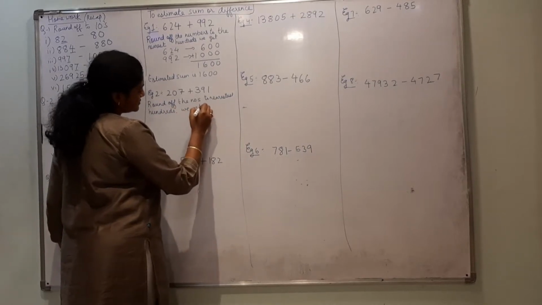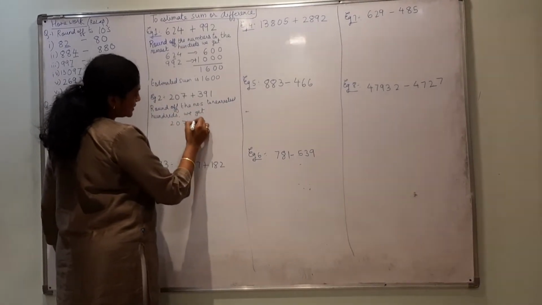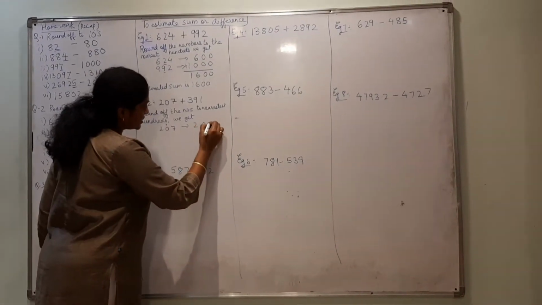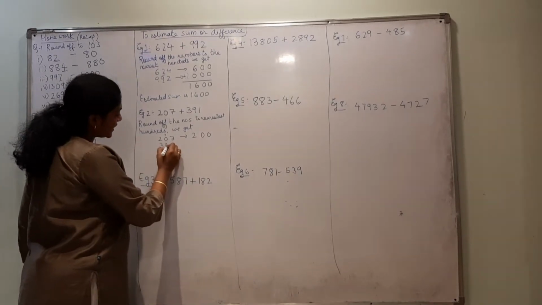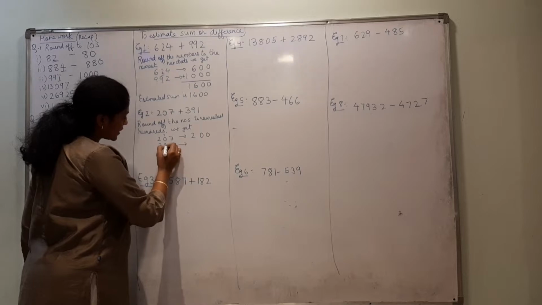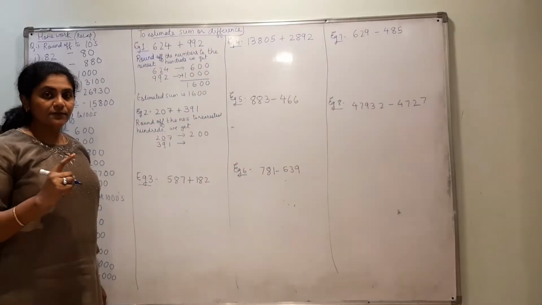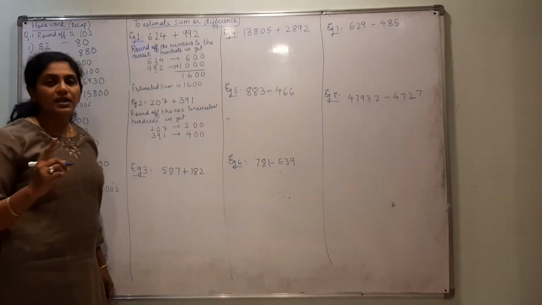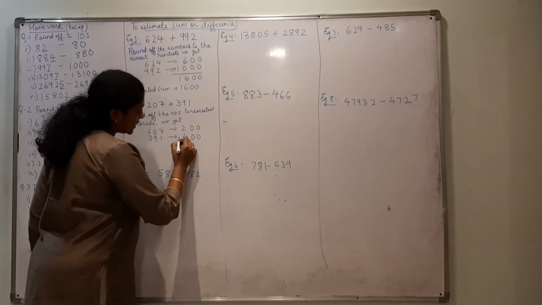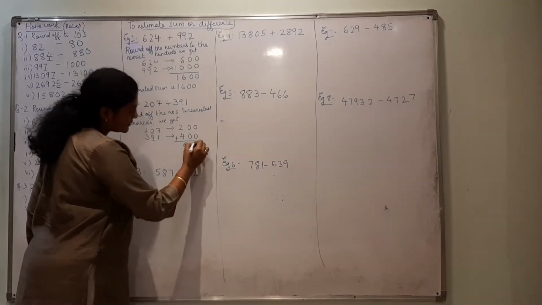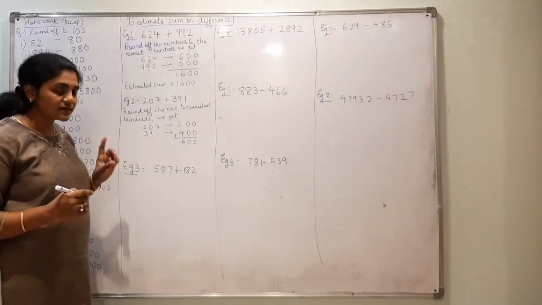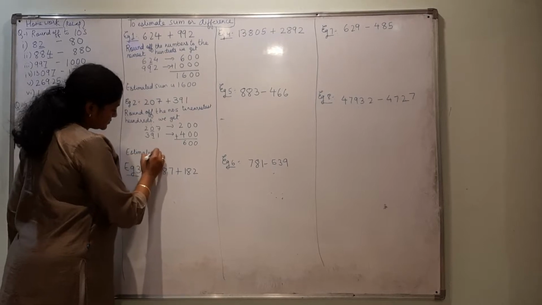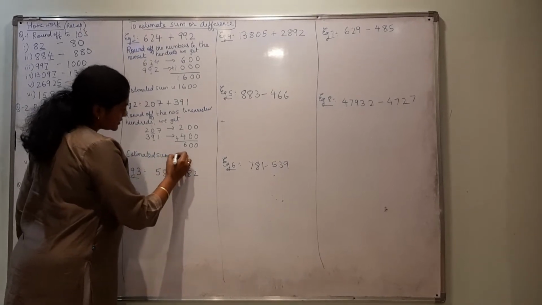We get, so 207, again look at the tens place, less than 5, 200. 391, again look at the tens place, more than 5, add 1 to it, this will be 400. Now add it. So when I add, this will be 600. So again you have to write estimated sum is 600.